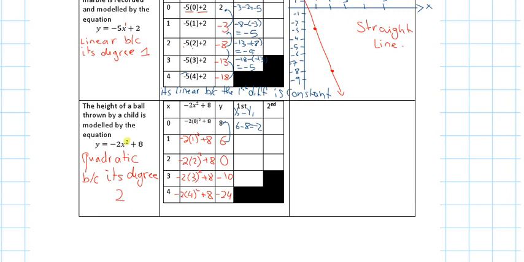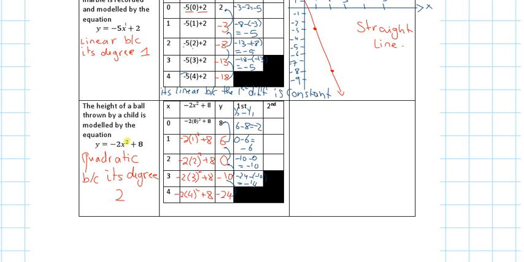How about for the second one? What do I have to do? 0 take away what? 6. What's 0 take away 6? Negative 6. I can't stop. I have to keep going. I know it's not constant so far, but I have to keep going. Then I have to do negative 10 take away 0. So that's negative 10. And then negative 24 take away negative 10. What's negative 24 take away negative 10? Negative 14. So as you can see, the first difference is not constant. So I know it's not linear.